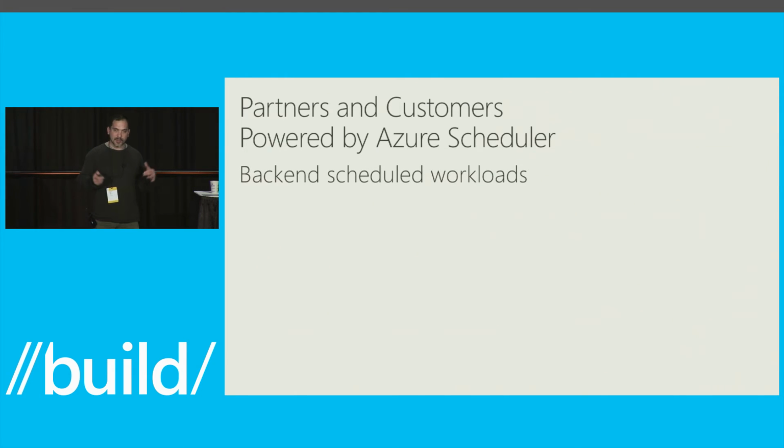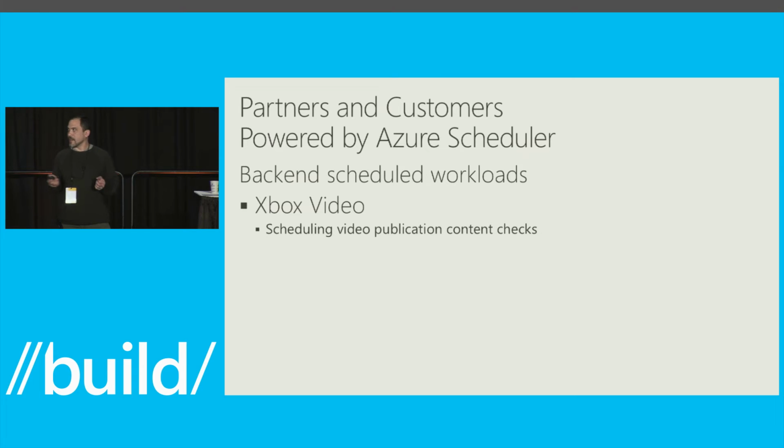So for back-end scheduled workloads, meaning I have a service in the cloud, and on some occurrence, I want to be able to do some back-end work, some cleanup work or other things. For example, Xbox Video is using the scheduler service to schedule video publication content checks. They have content providers that are providing videos for their service, and they use the scheduler service to let them know on a schedule to go check that those content providers are providing the videos at the time that they said they would provide them.